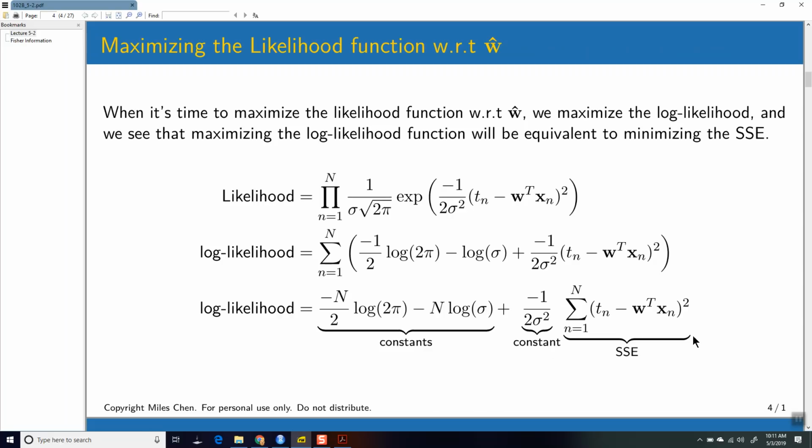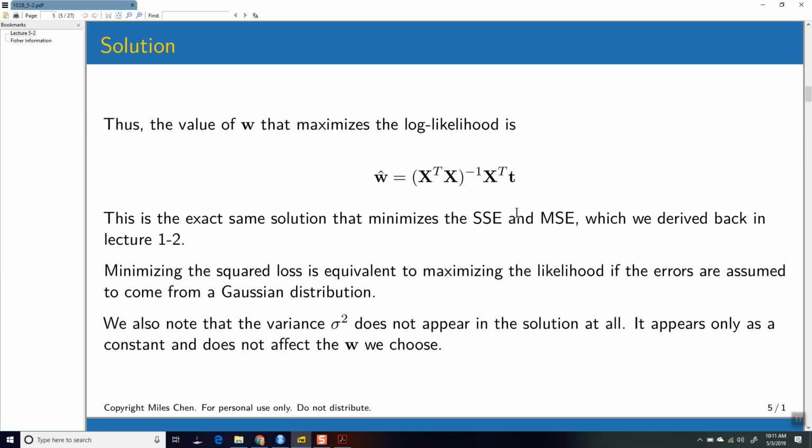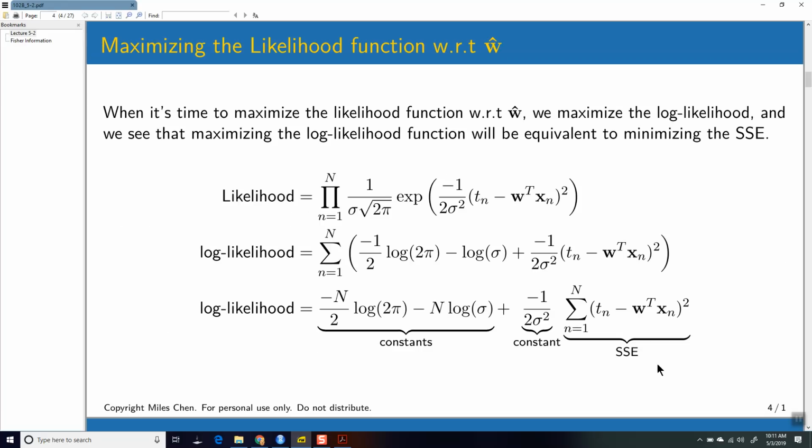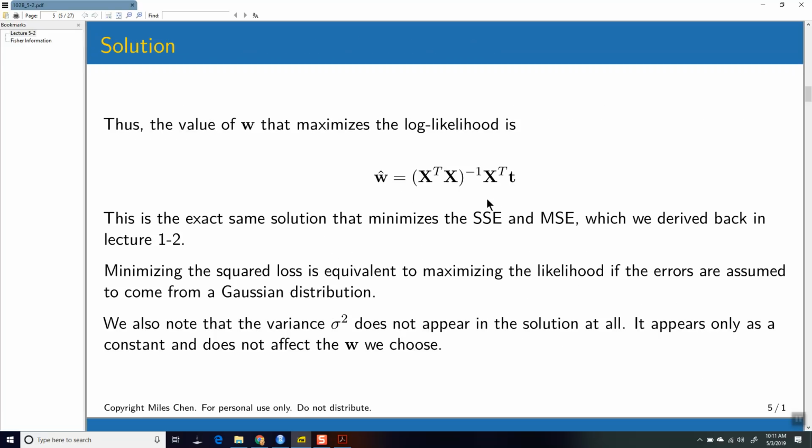And so, taking a different starting point, we end up at the same solution that we had before. I skipped the work here, but we've done this before, where we minimize the sum of squared errors, and we arrive at w hat is x transpose x inverse, x transpose t. Minimizing the squared loss, which is what we did in the first few weeks of class, is equivalent to maximizing the likelihood if the errors are assumed to be Gaussian.